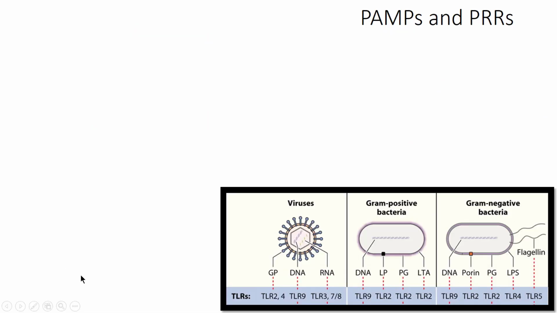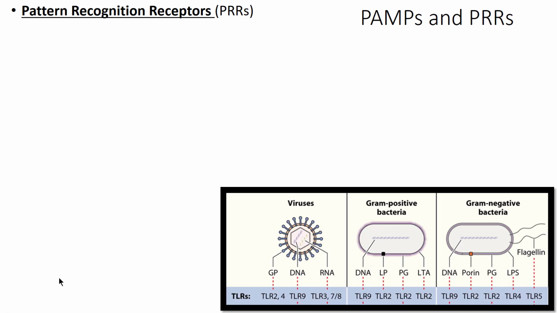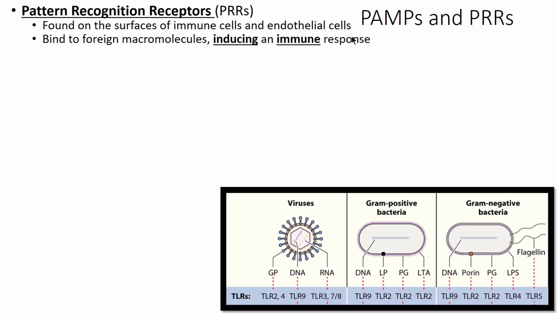Okay, so on this next slide, we're going to take a little bit more detail on these pattern recognition receptors. I've talked about these several times now. These are PRRs. These are what are found on our cells, not only on phagocytes, but also on immune cells, and also endothelial cells. So these are cells that line the body. These can also be a part of the inflammatory response, which we'll get to, but the PRRs bind foreign molecules and then induce an immune response, which could be phagocytosis or inflammation, generally speaking.